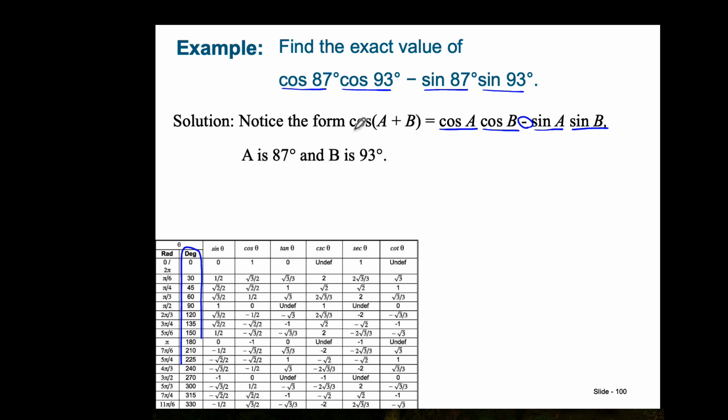Using that, we would just take angle A, making it 87 degrees, angle B, making that 93 degrees. We can add those together, which is 180 degrees, and this we do know the exact value of. It is right here, negative 1. So the sum and difference of two angles identities can be helpful whether we're starting with the left side of the way we saw the identities or the right.